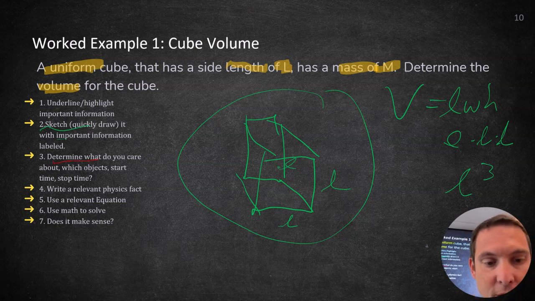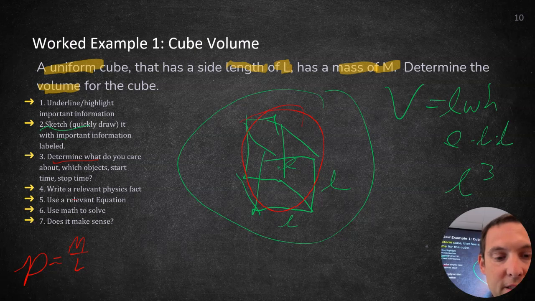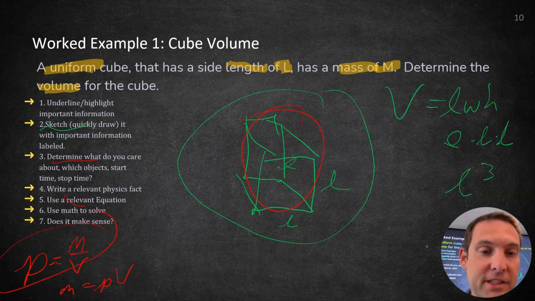Next, determine what we care about. We only care about the cube, I said. Write a relevant physics fact. Our relevant physics fact is density equals m over L. And mass can be represented as density, not m over L. Thank you for yelling at me. M over V. Mass can be represented as density times volume. Use a relevant physics equation. Well, that was in our physics fact, so we're good there.